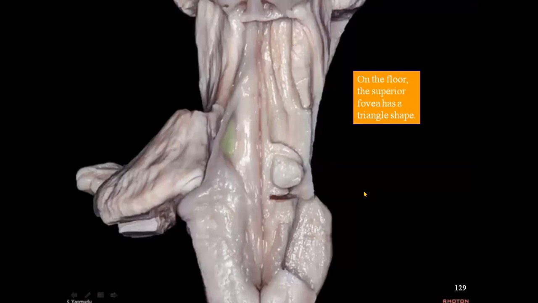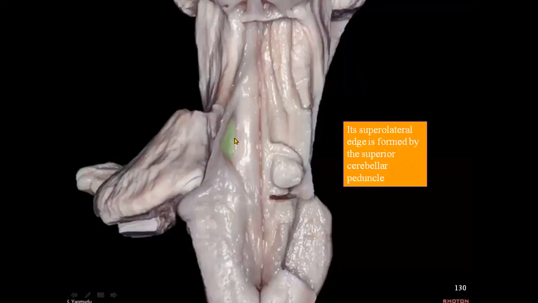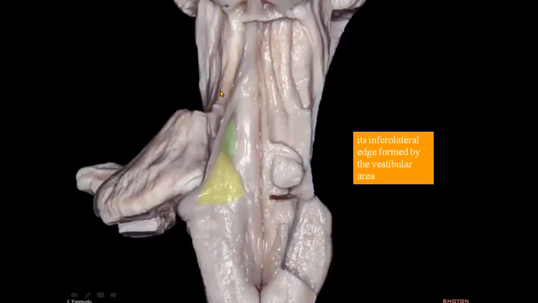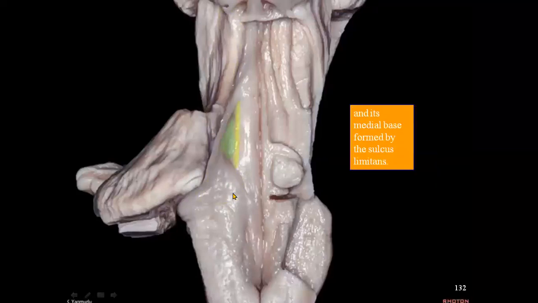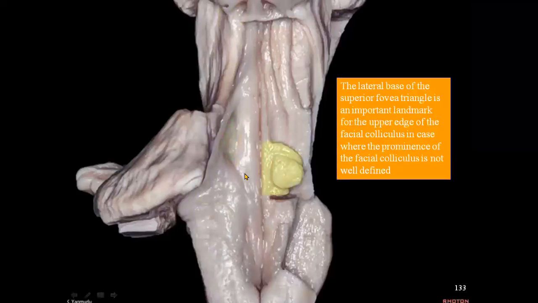Here is called the superior fovea and it has a triangular shape. Its superior lateral edge is formed by the superior cerebellar peduncle, middle cerebellar peduncle, and inferior lateral to the fovea will be the vestibular area here. And in the medial base of this triangle, it will be the sulcus limitans here.